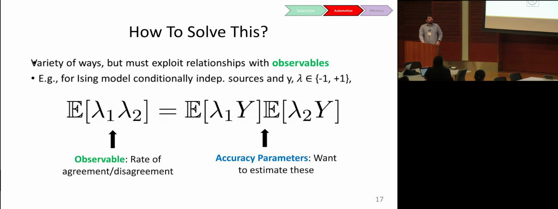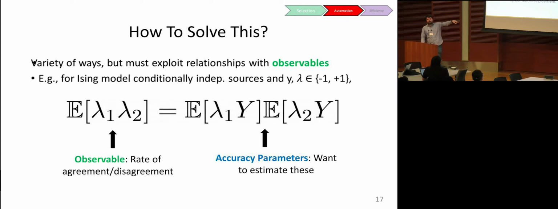So for example, if in this graph there's no direct edge from lambda 2 to lambda 3, then we end up having some really interesting relationships that we can actually exploit. So here's a really interesting one. These two things on the right are just those accuracy parameters I mentioned. This is how good lambda 1 as a source is and how good lambda 2 as a source is. These are values between minus 1 and 1. Their product is actually exactly equal to something we get to observe, which is how often they agree with each other. So this is some special relationship that falls out of conditional independence, and it actually tells us a lot.